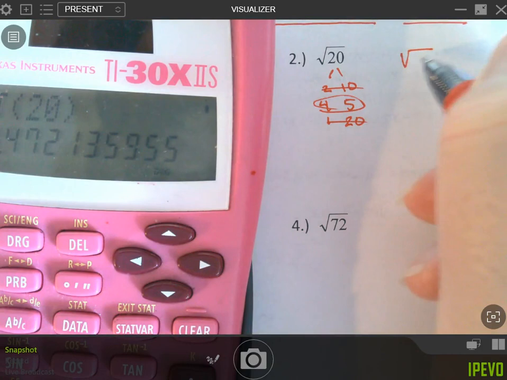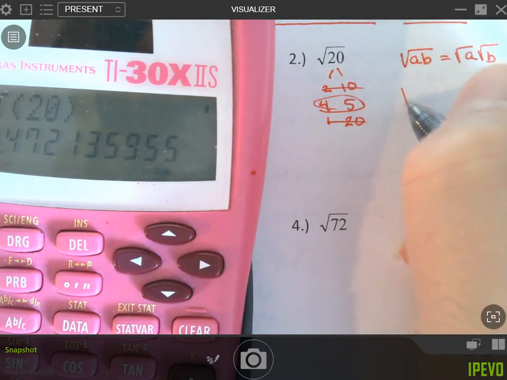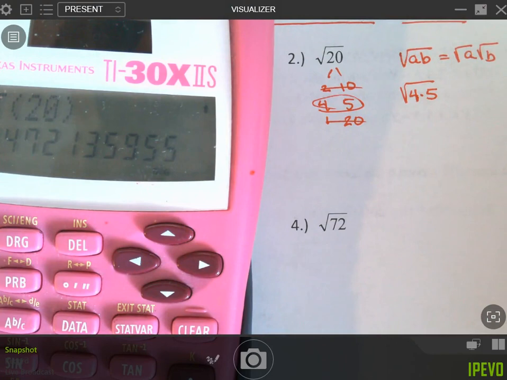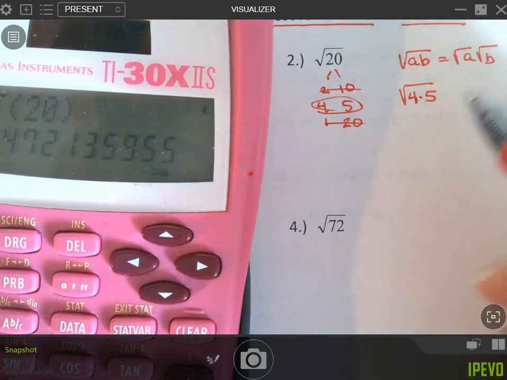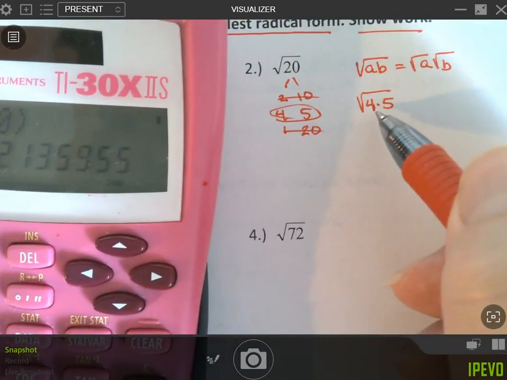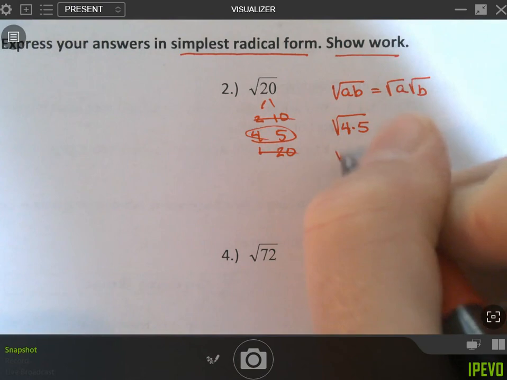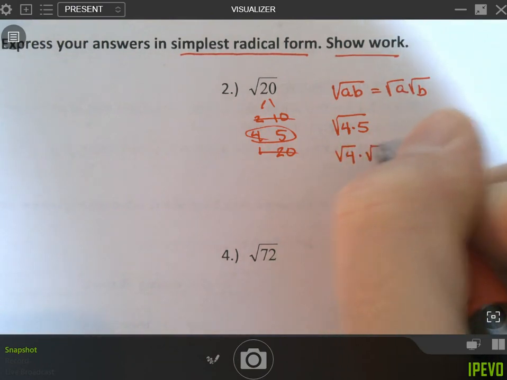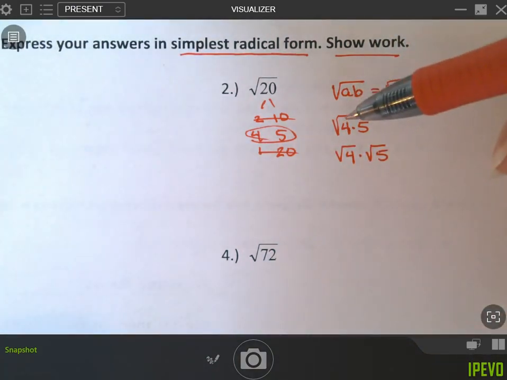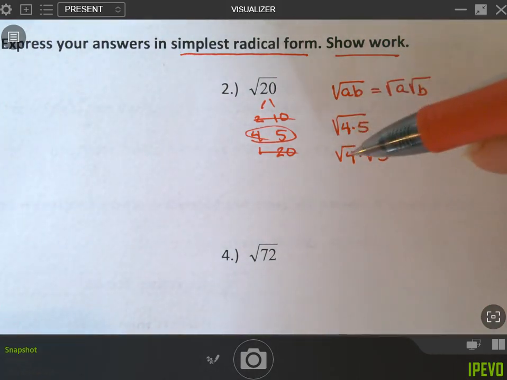I'm going to use that rule. Remember that rule said the square root of AB is equal to the square root of A times the square root of B? So instead of writing square root of 20, I'm going to write it as the square root of 4 times 5. Now, here's the big deal. I'm asking you to write your perfect square first because that's our focus. And if I have the square root of 4 times 5, I can break it up and make it the square root of 4 times the square root of 5. The 4 is like my A, the 5 is like my B. So as long as it's underneath the square root sign, I can break it up.